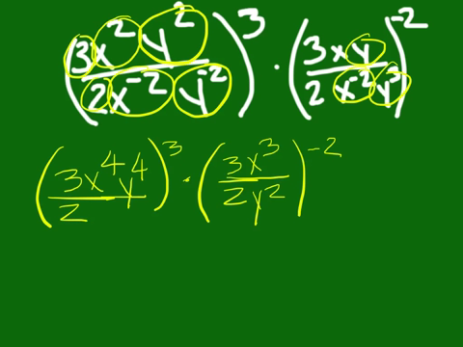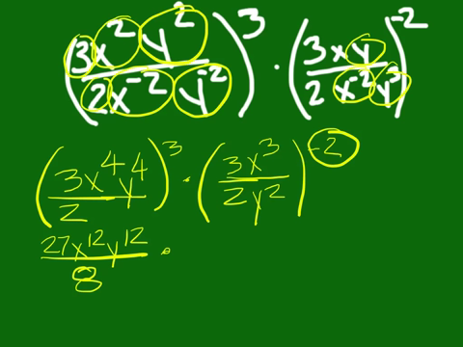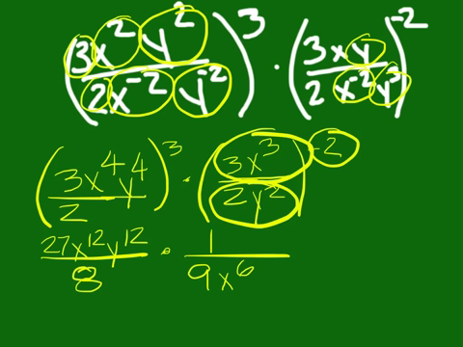On the left-hand side you have 27 x to the 12th, y to the 12th, over 8. 2 to the third is 8. And then remember this is going to flip everything, so the top here is going to go to the bottom. That's 9x to the 6th. And then this goes to the top as 4y to the 4th.